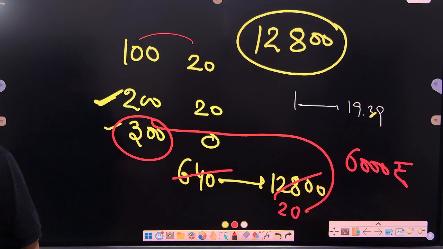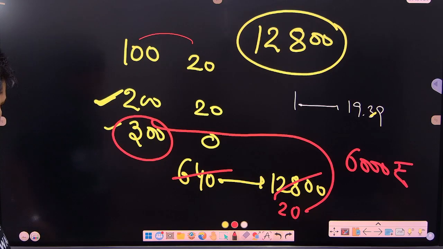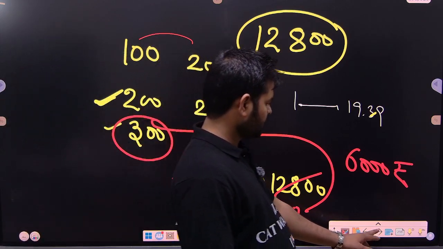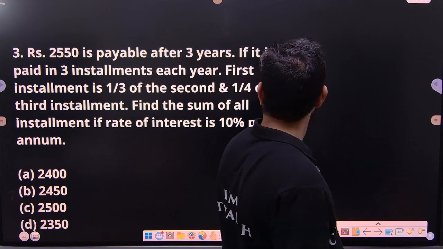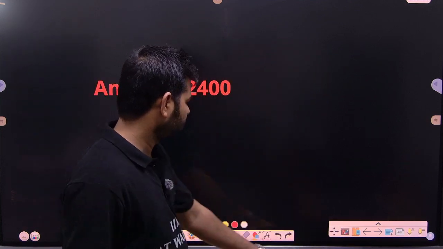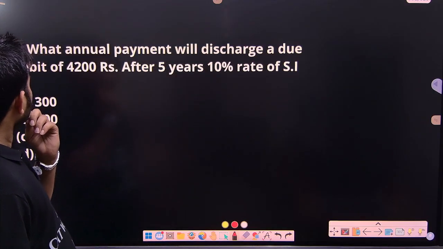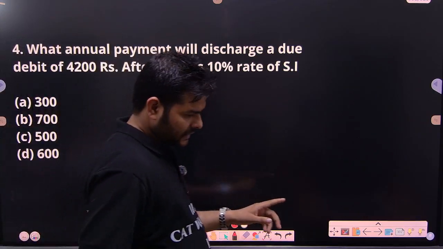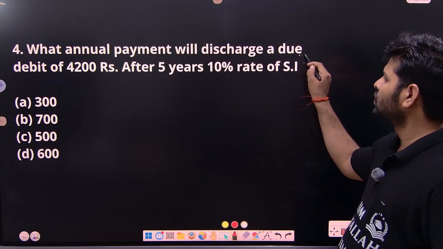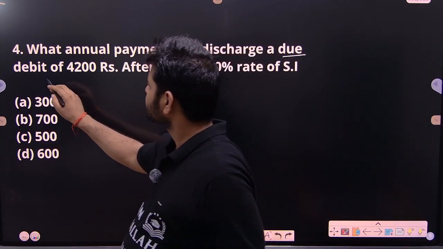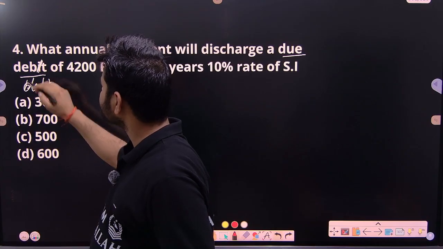Installment is an important type. Now let's move on to the third question. Basically, question 4 you need to do. Due debt. The last step that I need to explain. Due debt, DEBT. Not SI.